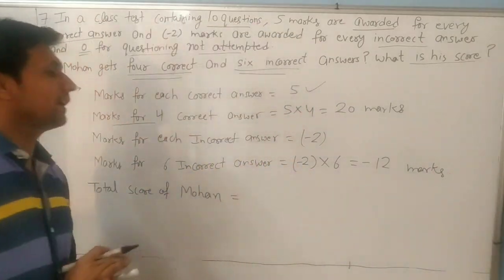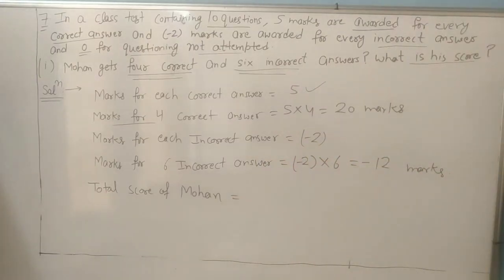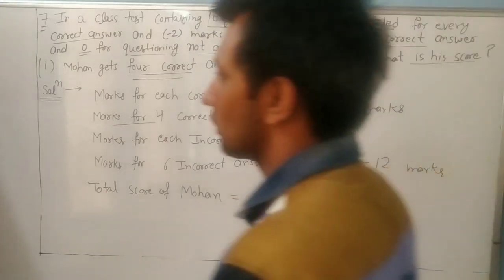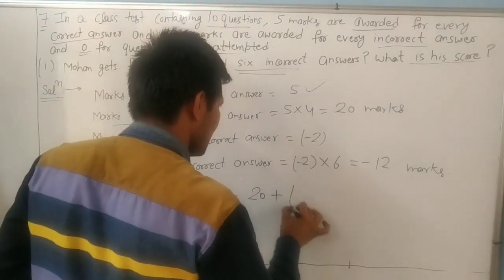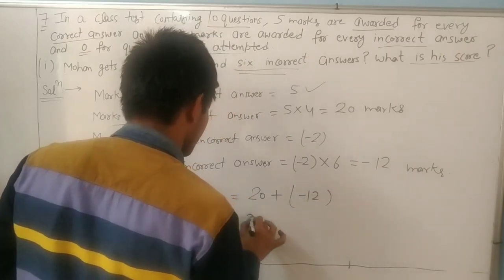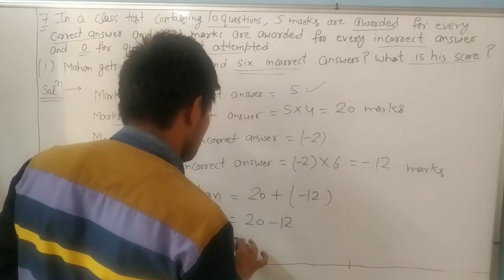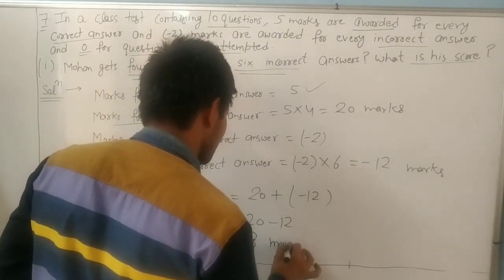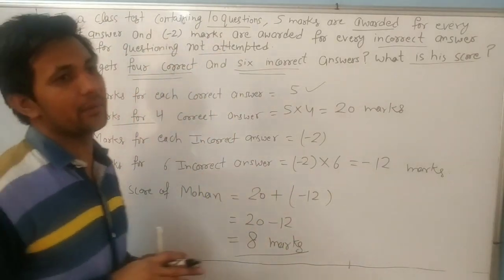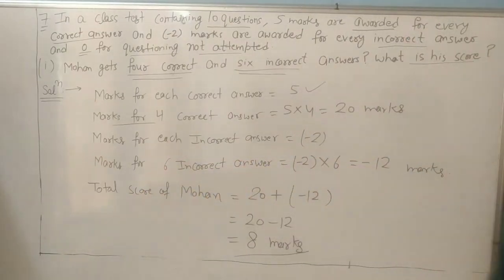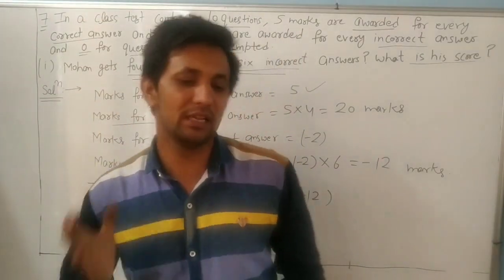Now what is his score? What is Mohan's score? So how do we find Mohan's score, dear? So we will add them: 20 plus minus 12. It is positive multiply negative. Answer is always negative. So how much is Mohan's score? Mohan's score is only 8 marks. Understand here? So Mohan gets 8 marks in the exam. Same as it is, you will do the second and third parts yourself. Okay, dear? Please note it down now.